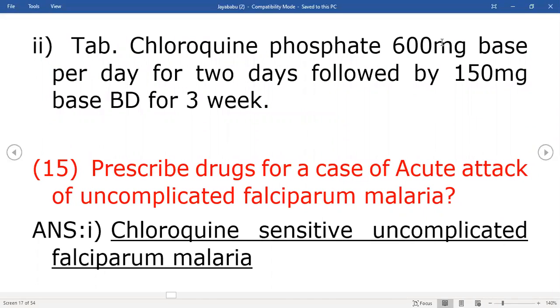Apart from this, tablet chloroquine should also be given. So tablet chloroquine phosphate 600 mg base per day for 2 days followed by 150 mg base BD for 3 weeks. So metronidazole should be given, and then the patient should also be put on tablet chloroquine phosphate 600 mg base per day for 2 days followed by 150 mg base BD for 3 weeks.